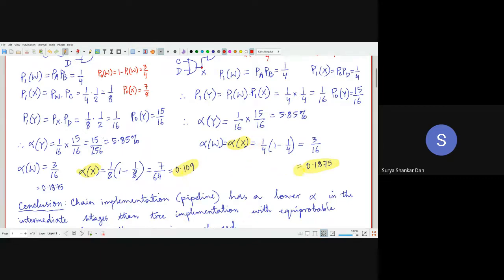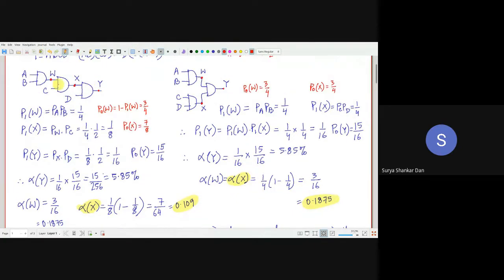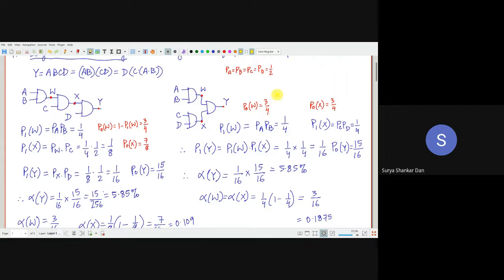So what do we realize here? That in this configuration, since node X is switching less compared to the node X over here, therefore the left hand circuit will have a lower switching activity, and therefore lower dynamic power than the right hand side. Clear, everyone? Okay. Now this is something which we got through mathematics, right? So exact values which we have calculated. So what is the conclusion here?